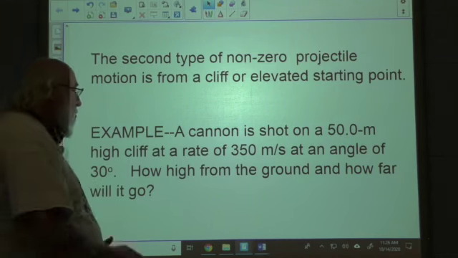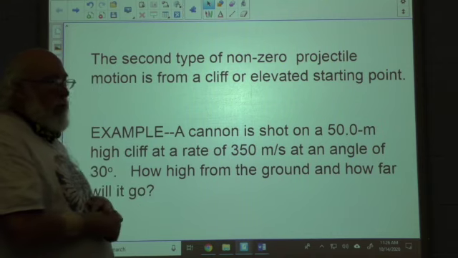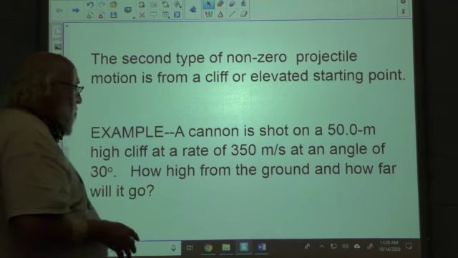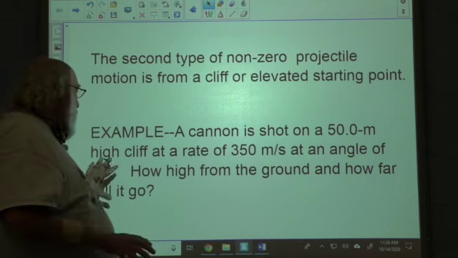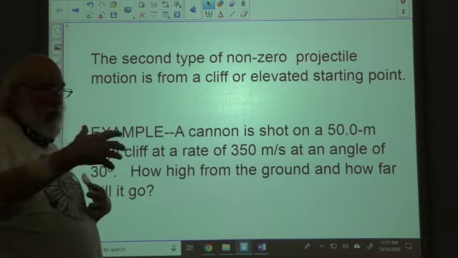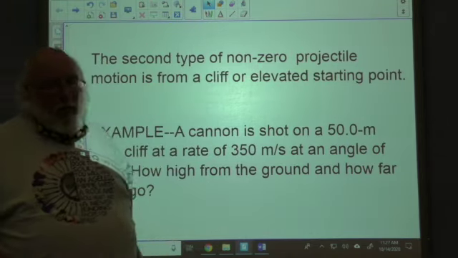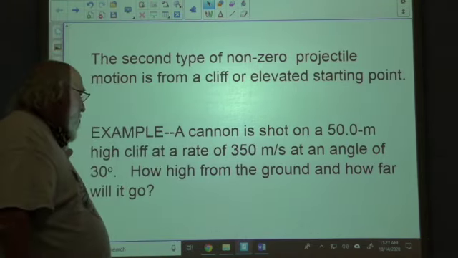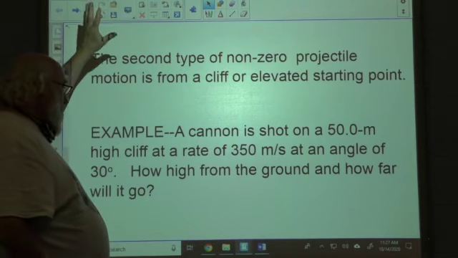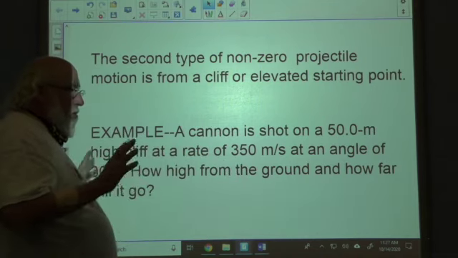Okay, so the second part of this projectile motion is going to deal with starting from a platform and shooting it. We're going to take exactly the same scenario we had before, 350 meters per second at 30 degrees for the projectile, but now we're going to start at 50 meters above the ground. We're going to see how that has an effect upon how high from the ground it's going to reach and how far it's going to go. We're still going to look for two distances, but they're going to be different.